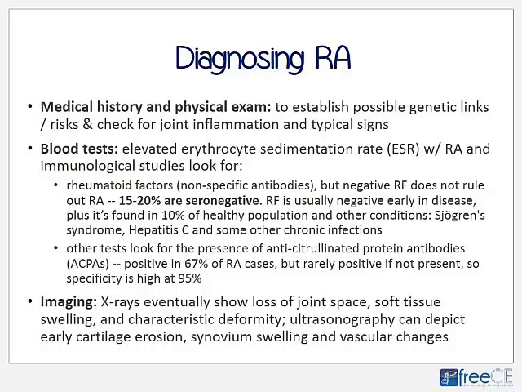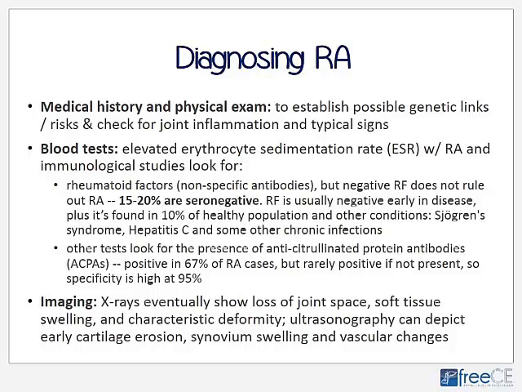Other tests look for the presence of these anti-citrullinated protein antibodies that I spoke of earlier, or ACPAs, and it's positive in about 60 to 67% of RA cases, but it's rarely positive if RA is not present, so it's said to have a high specificity.